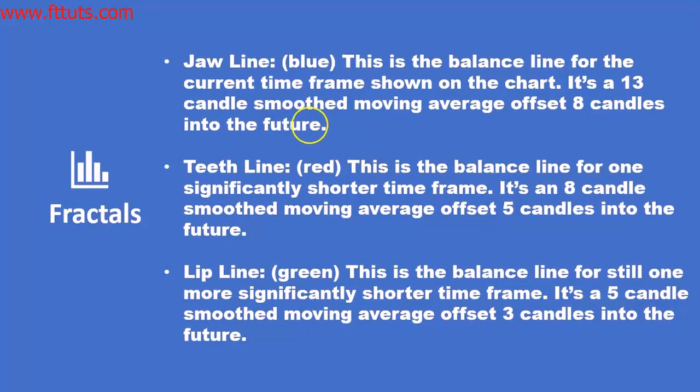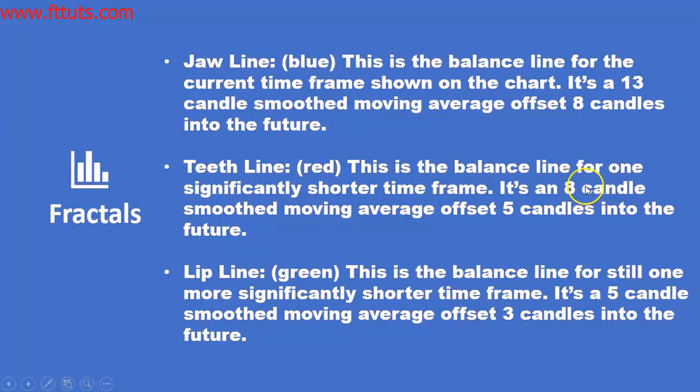So your jaw line, which is the blue line, is the balance line for the current time frame shown on the chart. It's a 13 candle smoothed moving average, offset 8 candles into the future. And then your teeth line, the red line, is going to be the balance line for a significantly shorter time frame, and it's an 8 candle smoothed moving average, offset 5 candles into the future.